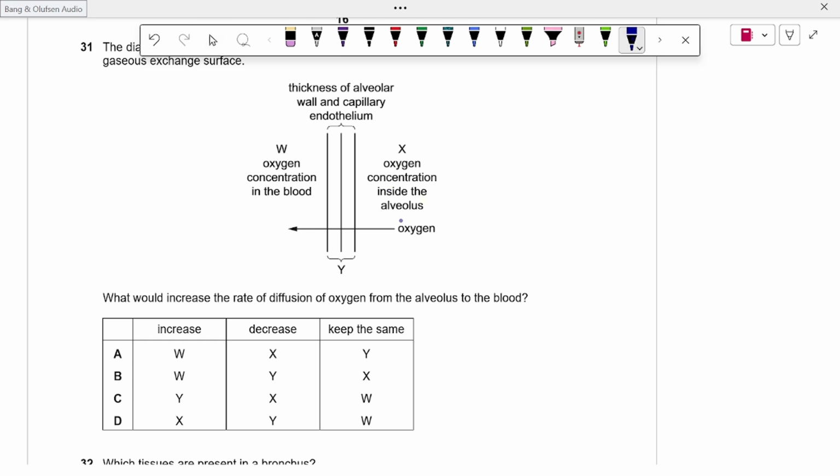Oxygen concentration inside the alveolus. Obviously, oxygen is entering your alveolus through the gas exchange system, which is your whole respiratory tract. So the concentration of oxygen in your alveolus is very high. The oxygen concentration in the walls of your capillary and alveolar wall is low, so that a diffusion gradient, or concentration gradient, can develop. The oxygen concentration in the blood stays relatively the same. It remains the same.